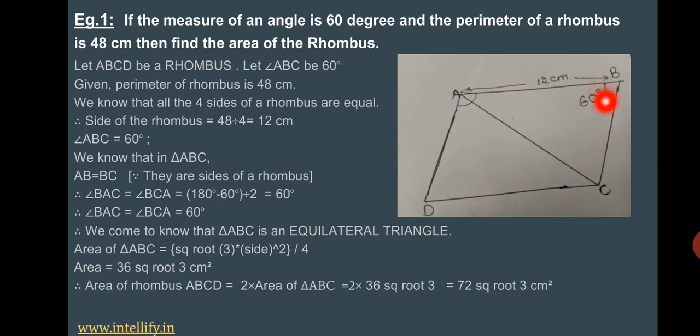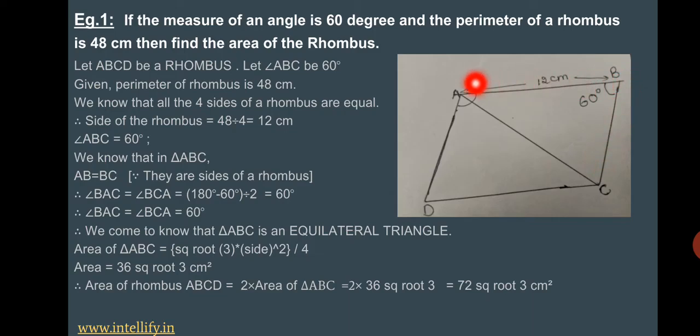In triangle ABC, AB equals BC. This is the side of the rhombus, and angle BAC and BCA is equal to (180 minus 60) divided by 2 is equal to 60 degree. If you think about where this comes from, I can tell you that the sum of adjacent angles is always 180 degree. So we get 180 minus 60, and the bisector divides the angle into two equal parts. So we get very easily angle BAC is 60 degree and BCA is 60 degree.